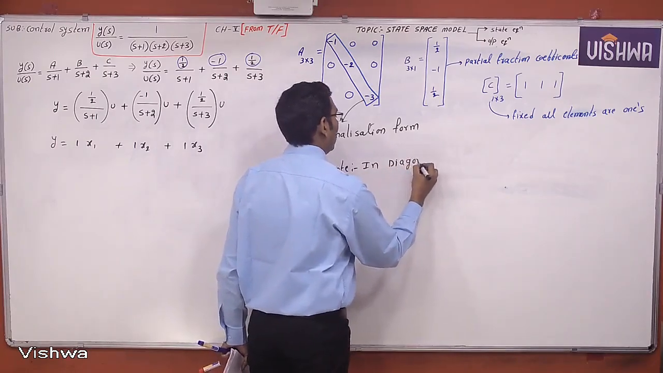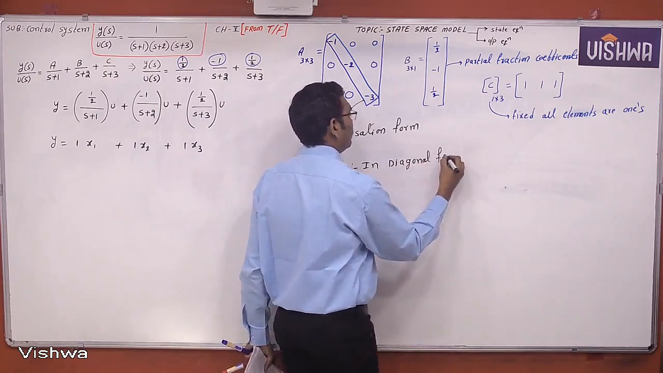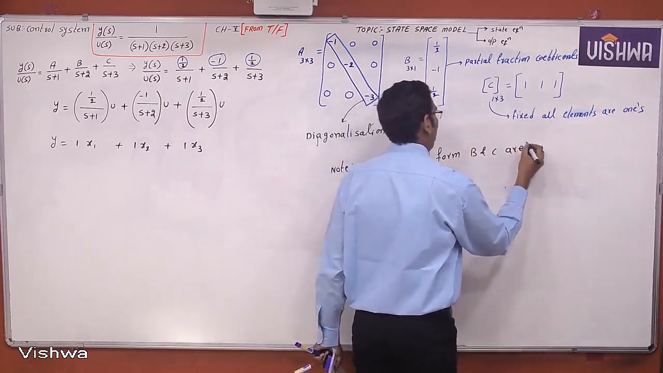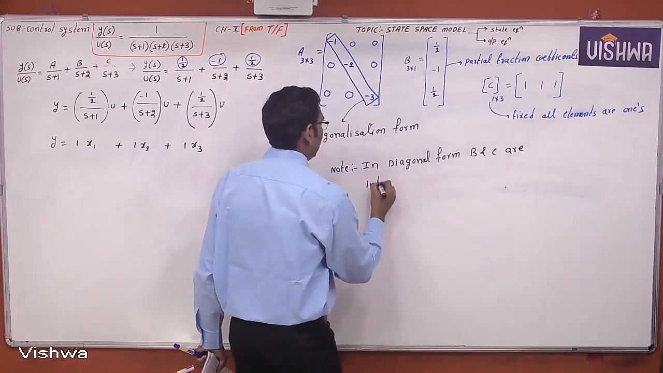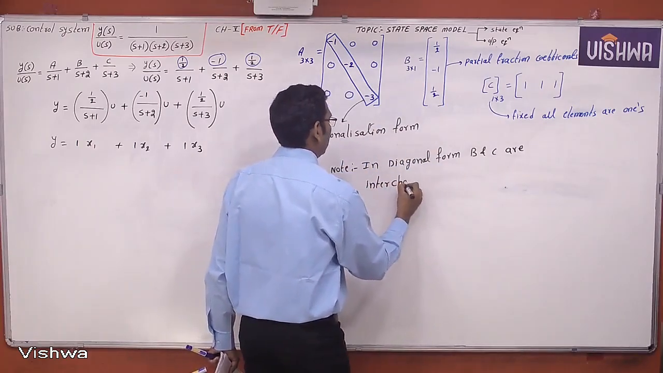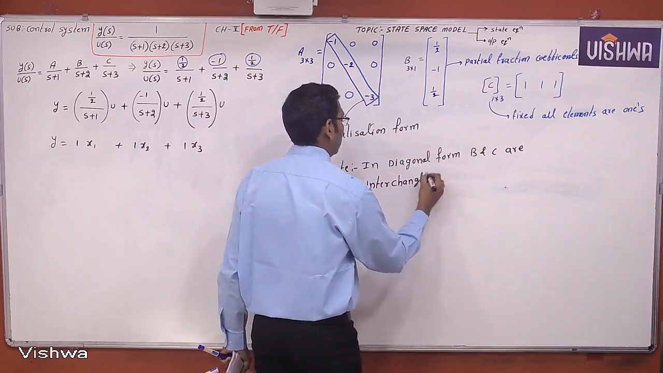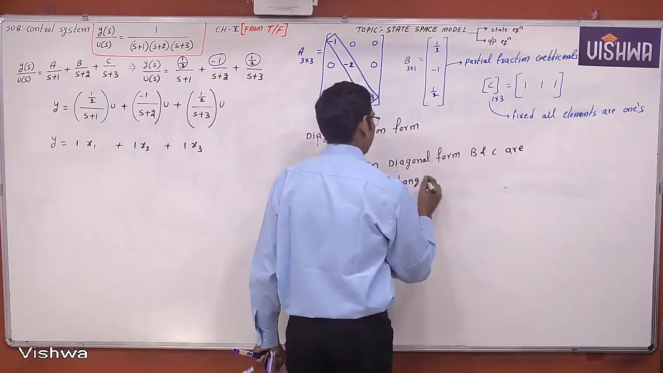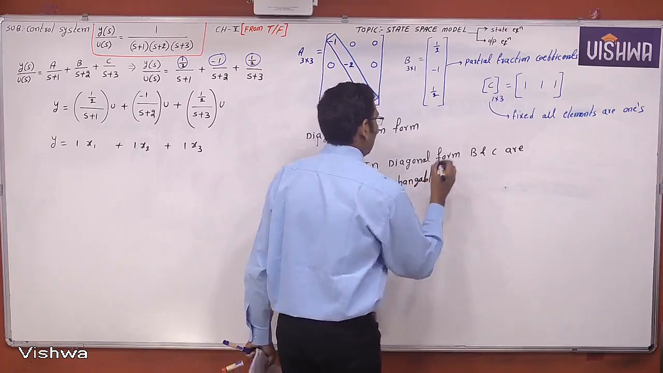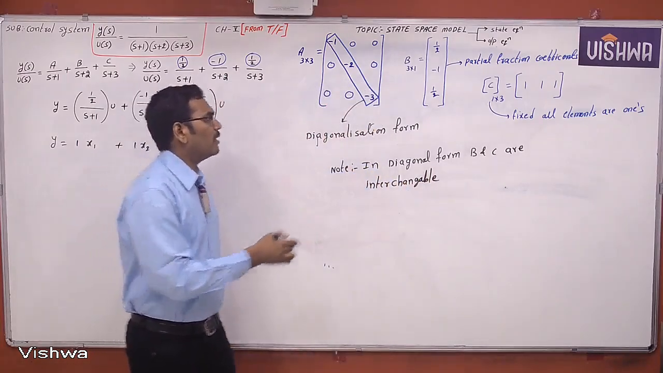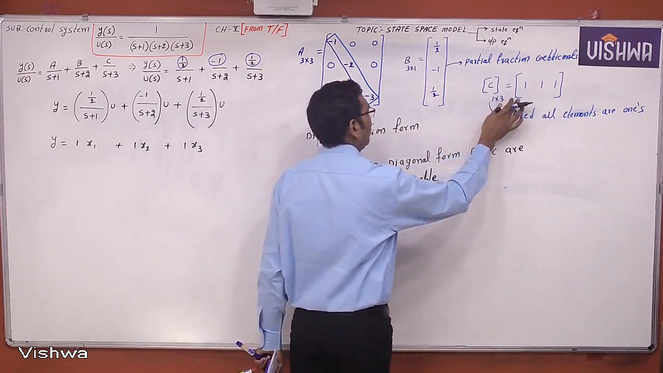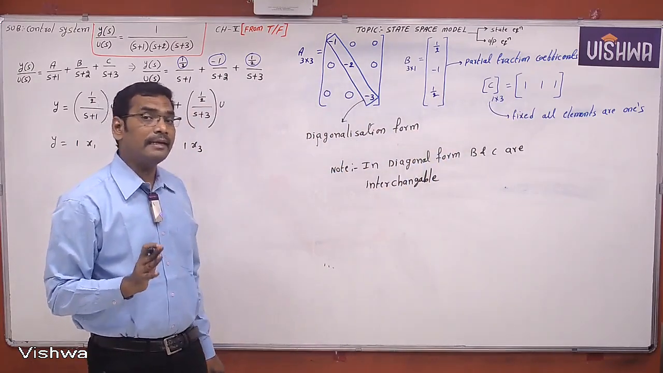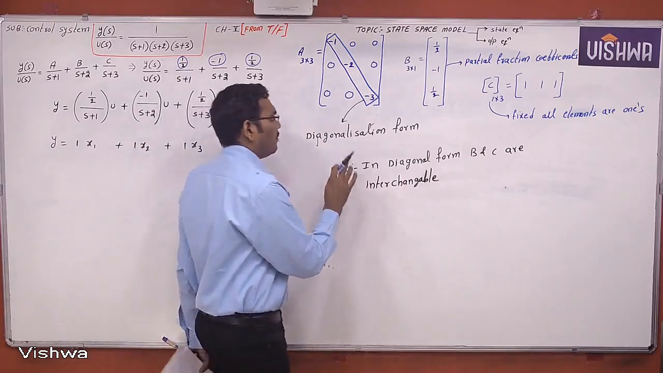In diagonal form, B and C are interchangeable. Whatever you are getting as B, it may be in C. Whatever you are getting as C, it may be in B. So B and C matrices are interchangeable in diagonal form. Okay, no.